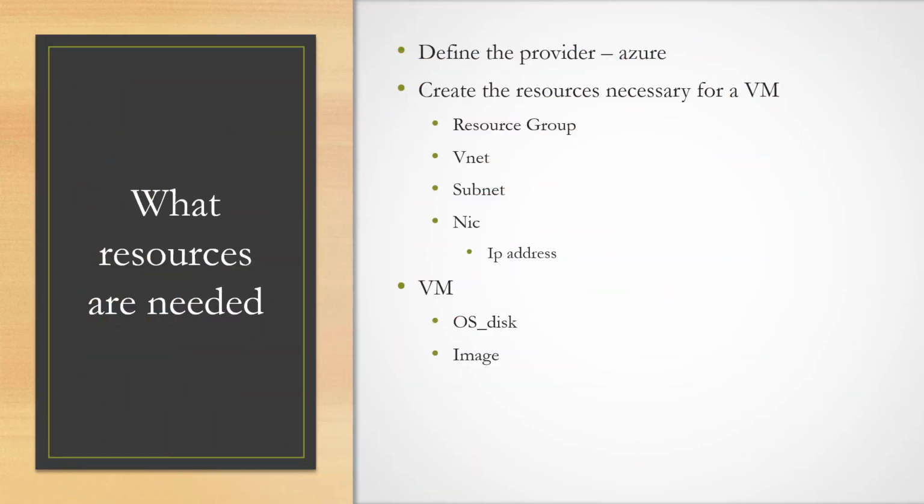What resources are needed before you create a VM in Azure using Terraform? We need to find the provider. In this case, it will be Azure. We need to create the resources necessary for a VM, which are resource group, Vnet, Subnet, Nic, and the Nic needs to have an IP address, either public, private, or one of each. In this case, we're going to create only a private IP address. Then, of course, we create the VM. For the VM, you need to find the OS disk and an image.